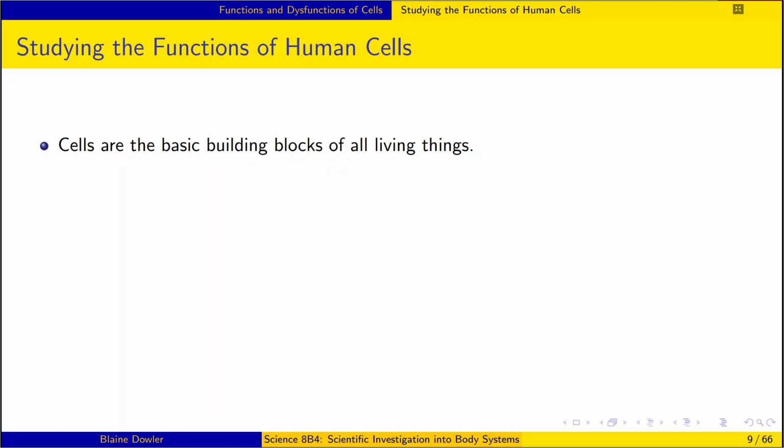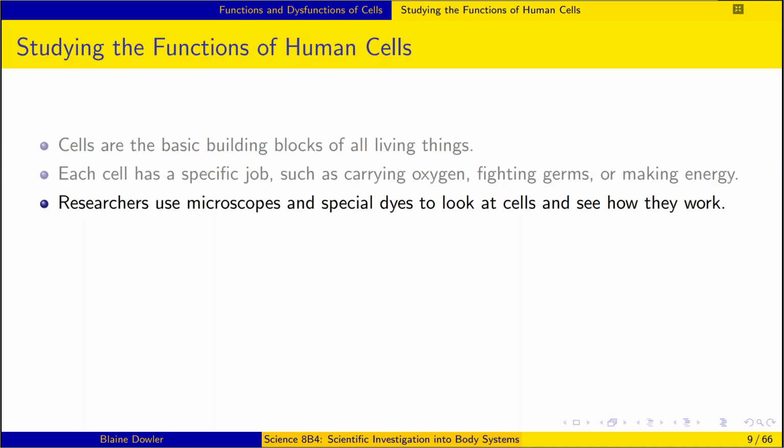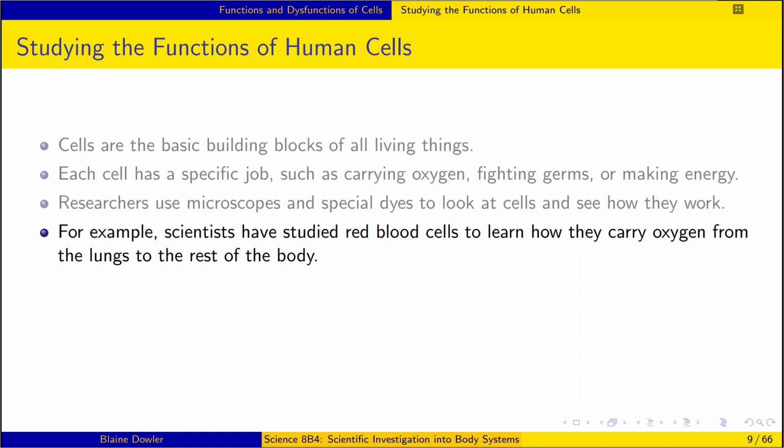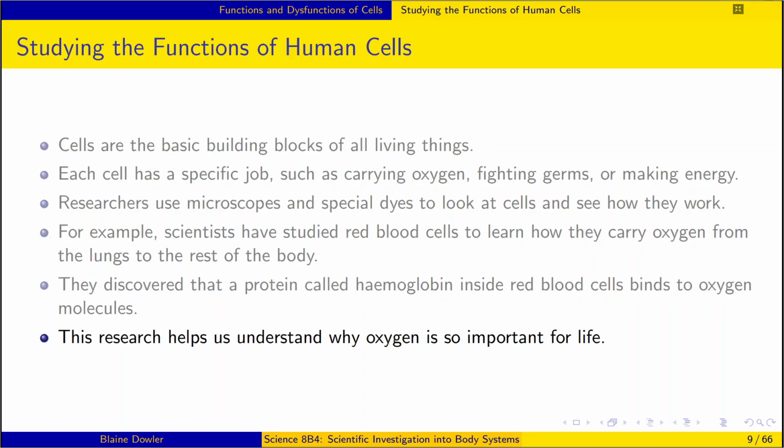So, studying the functions of human cells. Cells are the basic building blocks of all living things. Each cell has a specific job, such as carrying oxygen, fighting germs, or making energy. Researchers use microscopes and special dyes to look at cells and see how they work. For example, scientists have studied red blood cells to learn how they carry oxygen from the lungs to the rest of the body. They discovered that a protein called hemoglobin inside red blood cells binds to oxygen molecules. This research helps us understand why oxygen is so important for life.